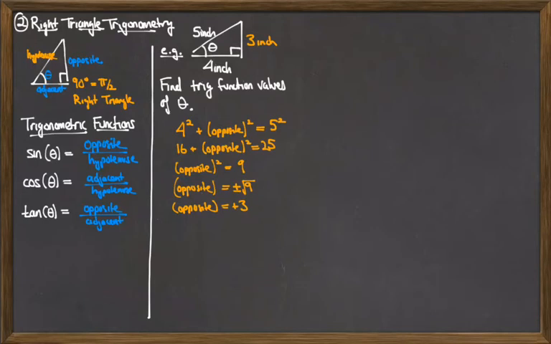Now that we've found all three sides of the triangle and we have a perspective of what is the opposite, adjacent, and the hypotenuse, we can easily form these three ratios for this angle theta. So in fact, the sine of the angle is the opposite over the hypotenuse, that's 3 over 5. And then the cosine is the adjacent over the hypotenuse, 4 over 5. And finally, tangent is the opposite over adjacent, 3 over 4.